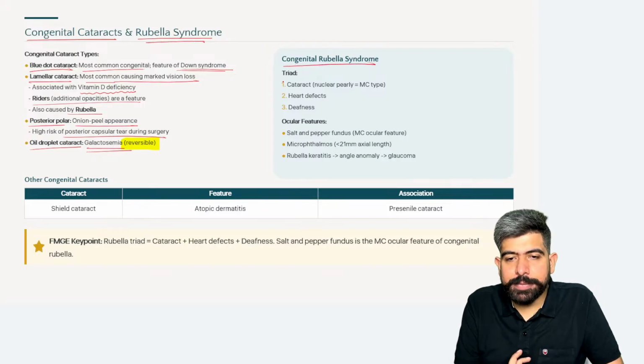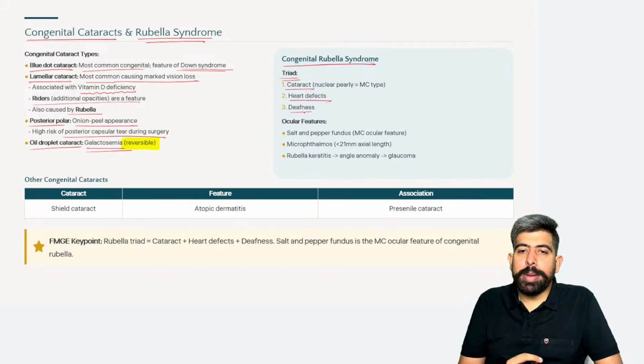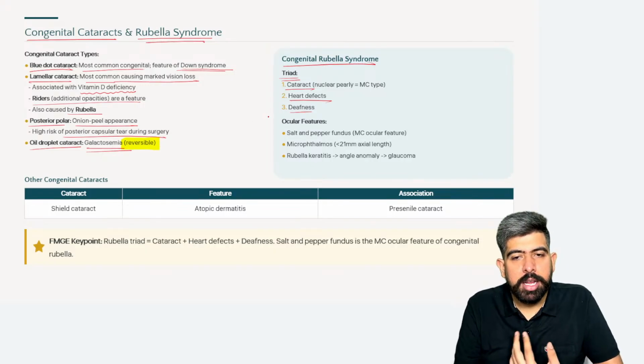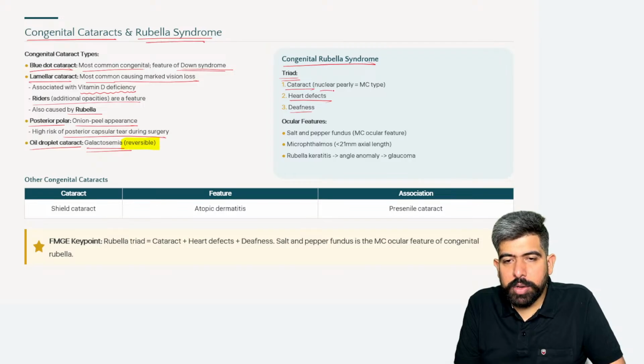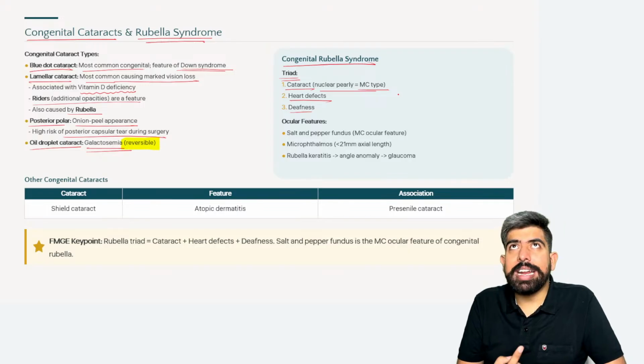It has a triad, right? What is the triad? Cataract, heart defect, and deafness. So congenital rubella syndrome has three symptoms. Yes, cataract. Please remember, the nuclear pearly cataract, which is the most common type of cataract, will be seen there. Heart defect and deafness will also be there.